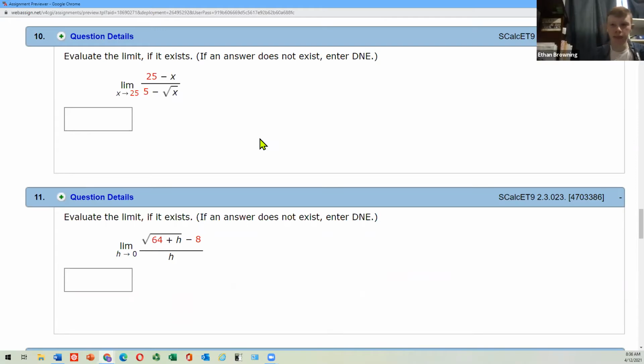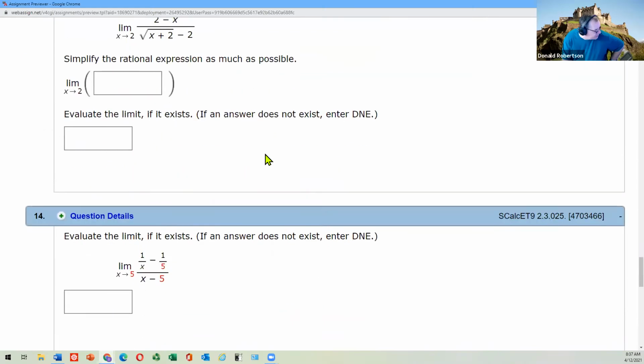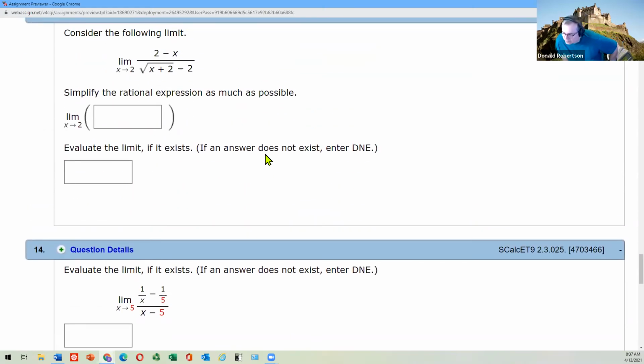Conjugate. Conjugate. Tell us why. You're right. Why is it conjugate? What was a clue? Because it's got the square root in the denominator. Right. So won't it be 5 plus square root of x, top and bottom? Conjugate method. Would you agree 11, 12, 13 are conjugate methods, right? You see what they've got.